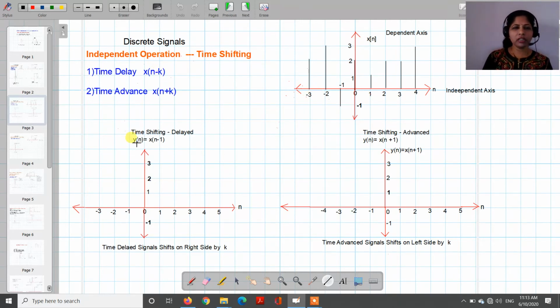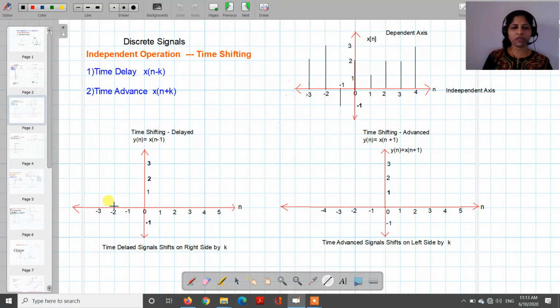Now see here, this time delay shifting is x of n minus 1. The minus sign again indicates the delay operation, and 1 indicates the amount of delay. To perform this operation, we need to shift this signal to the right side by k. How much is k here? By 1. It means that instead of the signal starting at minus 3, because of the delay, the signal now starts at minus 2. So we have to shift x of n to the right side.